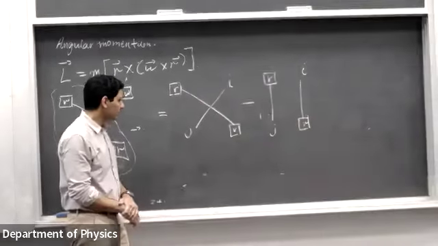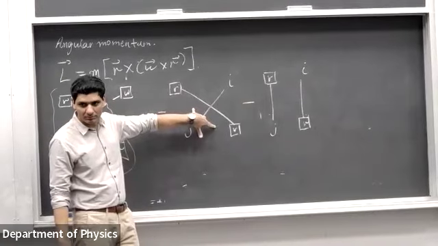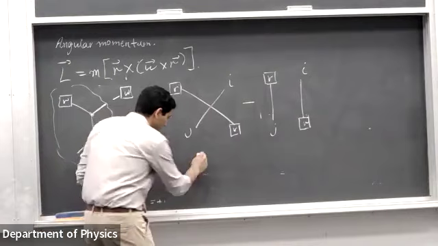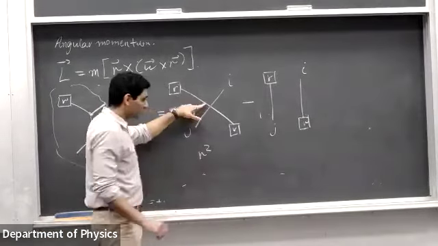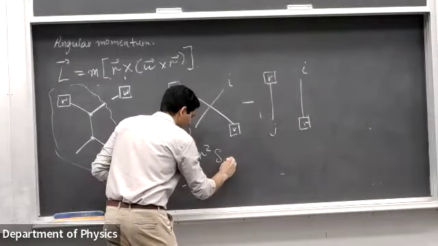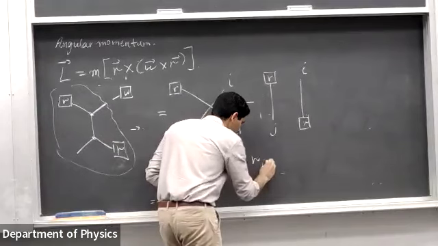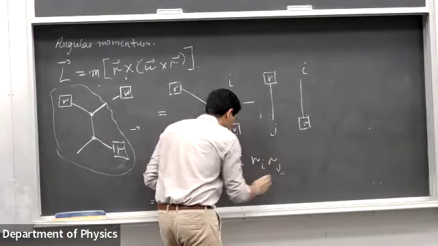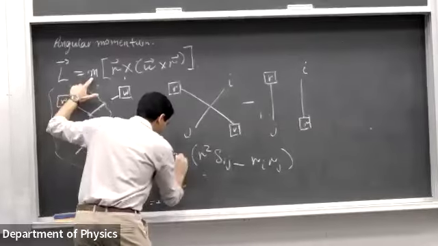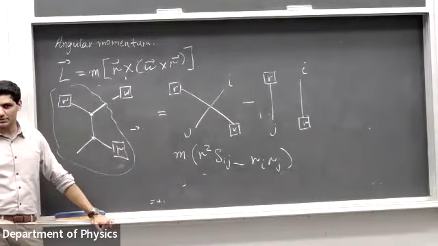So what is this first term? It's r dot r, it's r squared, times delta ij, minus r r. Don't forget we have an overall factor of m sitting outside. This is your good old inertia tensor.